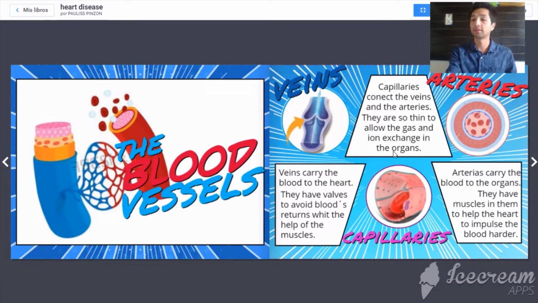And they are connected with the arteries by the capillaries. The capillaries are so tiny vessels that allow the gas and ion exchange inside the organs. They are connected to the arteries, the blood vessels that connect the heart with the organs and help the heart to give this blood to the organs. They help with the strength because they have muscle inside them.